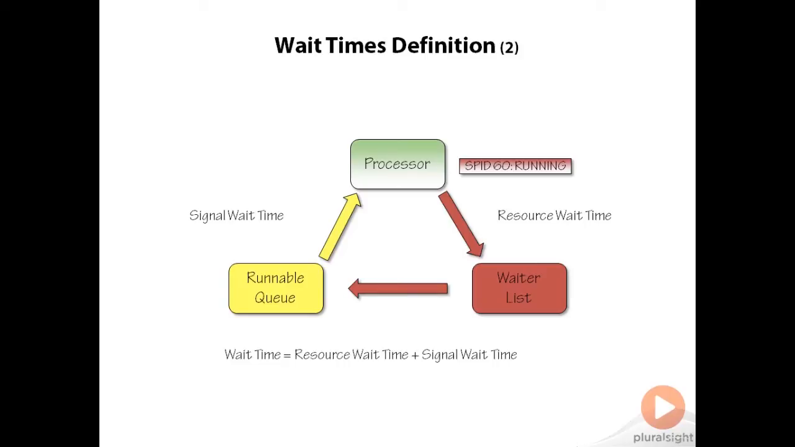The overall wait time, from being on the processor, transiting through the waiter list and the runnable queue, and back to the processor, is the sum of the resource wait time and the signal wait time.